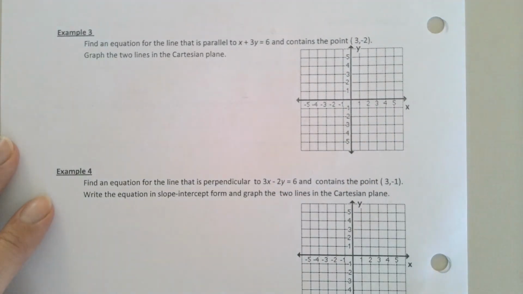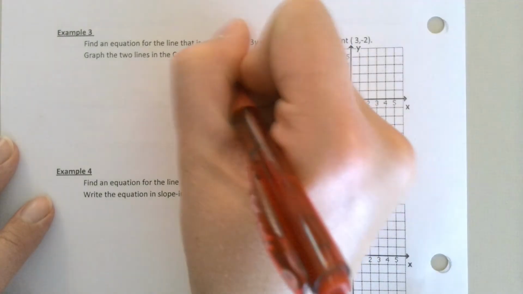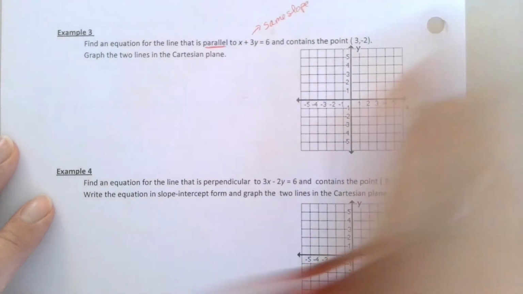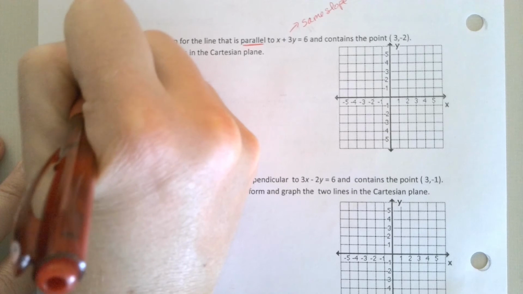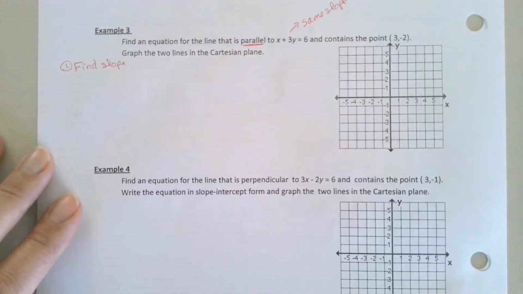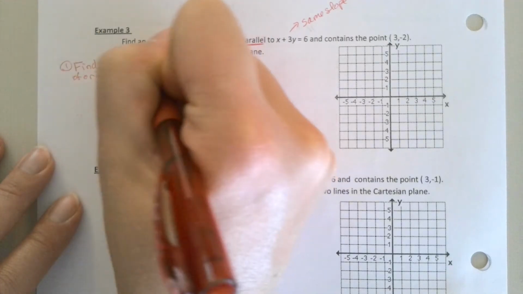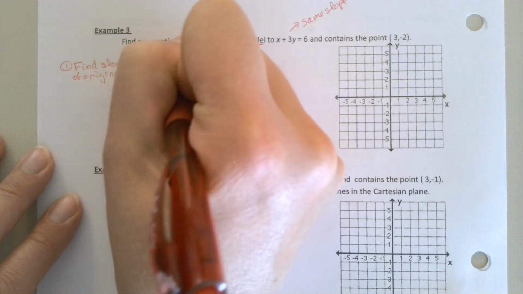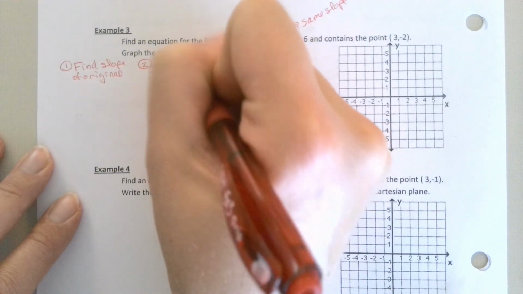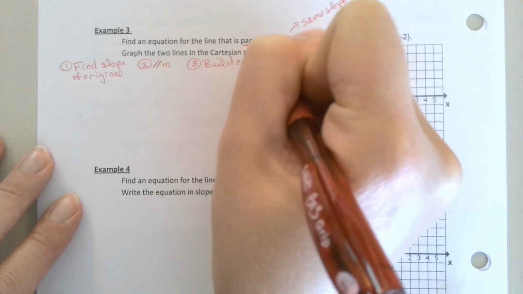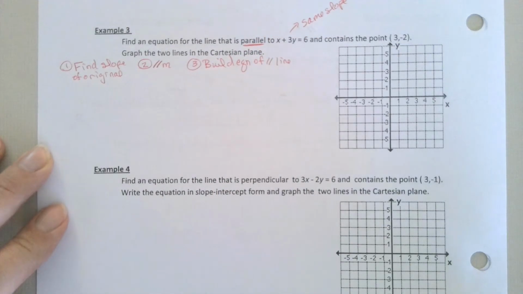So the first thing I need to do in order to create my new line that's parallel is I need to find the same slope. But I don't know the slope of this line. So my first step, if you're a person who likes steps, step 1, is to find the slope of the original line. So find slope of original. And then step 2 is going to find the parallel slope. And then our third step is going to be build equation of parallel line.